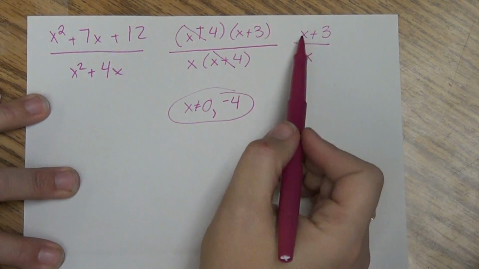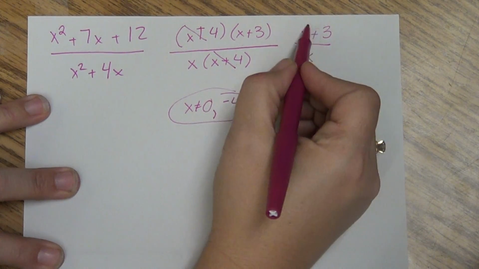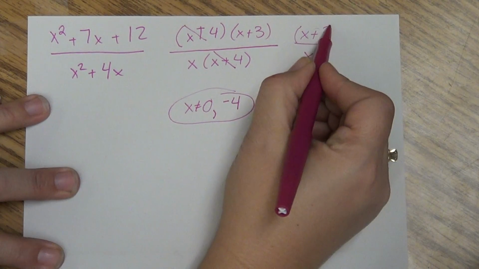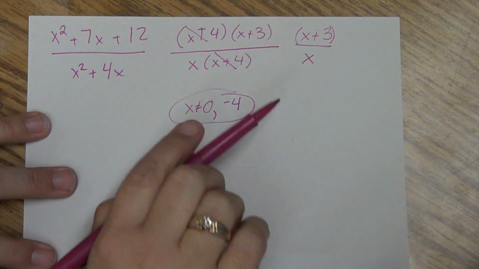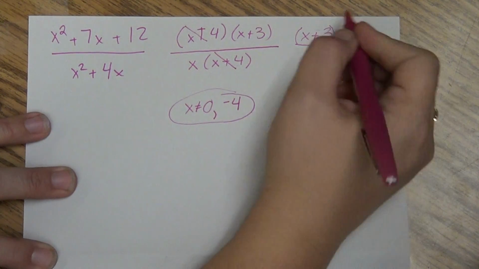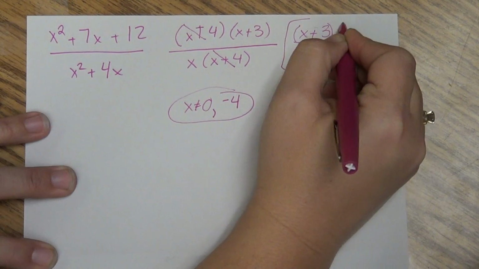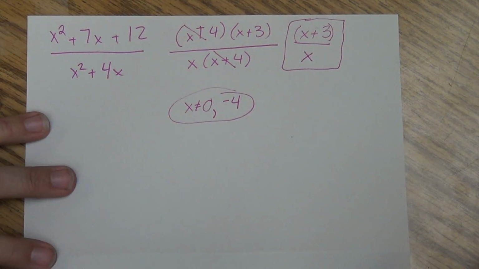Some of you might be tempted, oh look, I have those X's there, but this is a polynomial. You can't cancel part of a polynomial. So if you need to, leave that in parentheses so that you know you cannot touch that unless there's something exactly on the bottom like it. So this would be our simplified version, and then these are our restrictions.